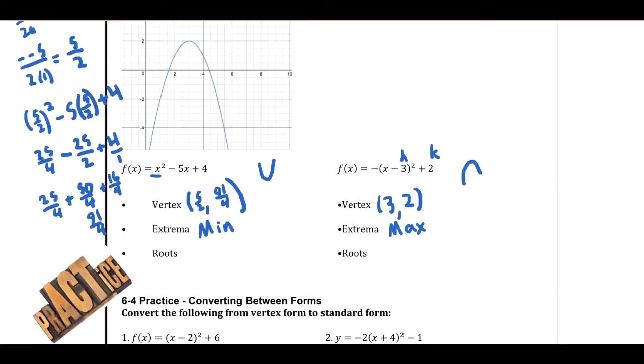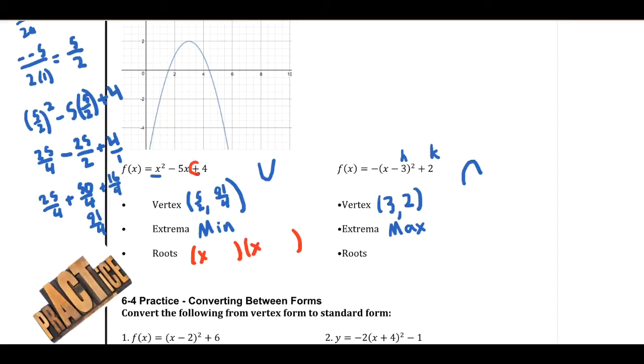So on this, for our standard form, the best way to find our roots is probably going to be to factor. This looks like a problem that will factor fairly well. So when I factor this, I have a coefficient of 1 on my a value, so I don't have a GCF, but that does mean that I can lock in my x and my x.